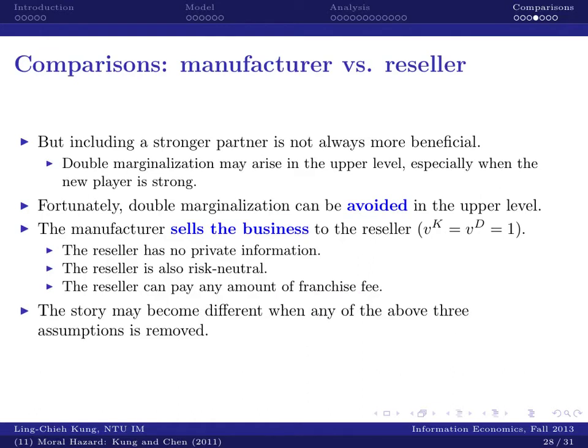So the story may become completely different if any of the above 3 assumptions is removed. But at least for our basic case, when we have these 3 assumptions, it is clear that in the upper level, including one reseller does not create any problem. And combining this with the result we have in the previous slides, we can guarantee that the diligent reseller is better.